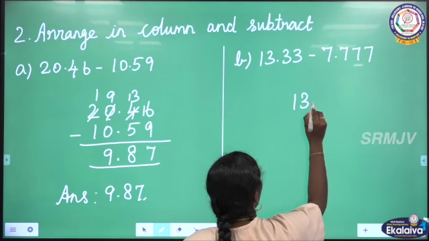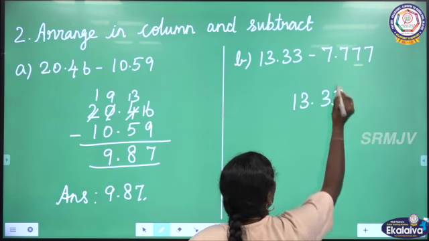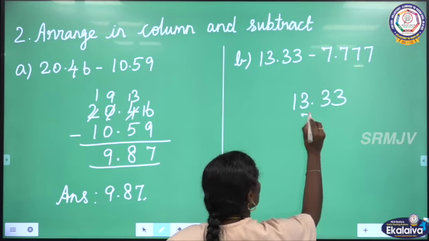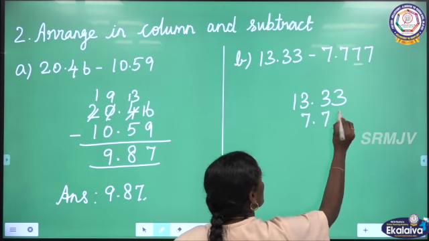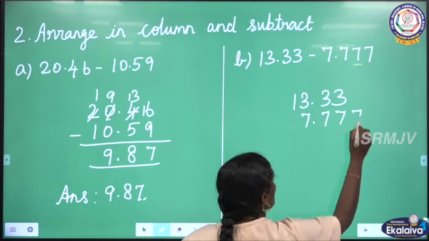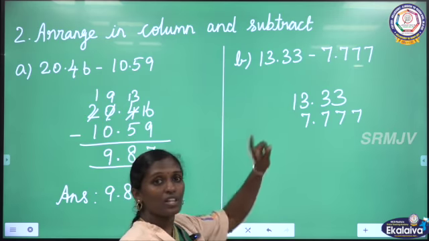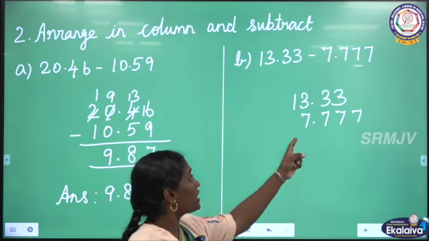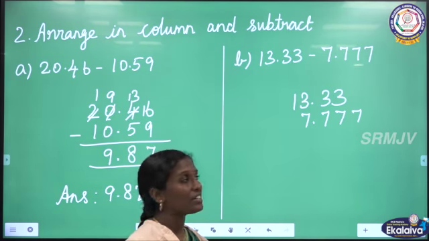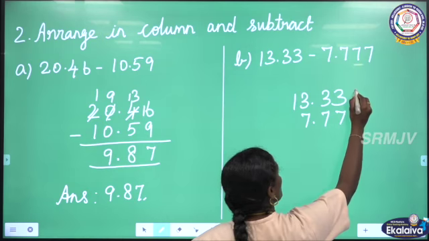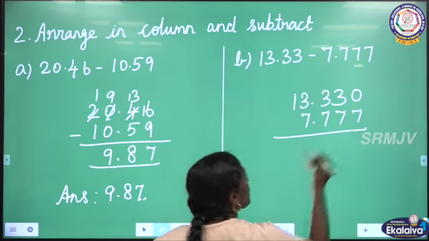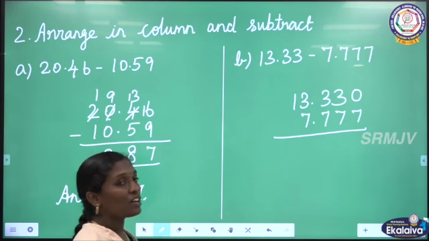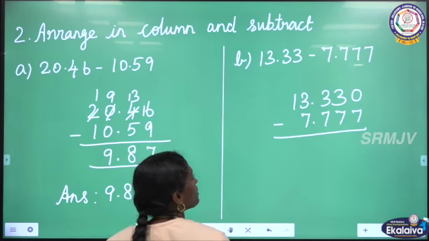Here 13.33. Here in the whole number part, single digit number. So, we have to arrange it in ones place. Then first decimal place 7, second decimal place, third decimal place. In the first number, we are having 2 decimal places. Here in the second number, we are having 3 decimal places. To make the decimals like decimals, I am adding 1 0 here. Now, these 2 decimal numbers are like decimals. We are going to subtract.